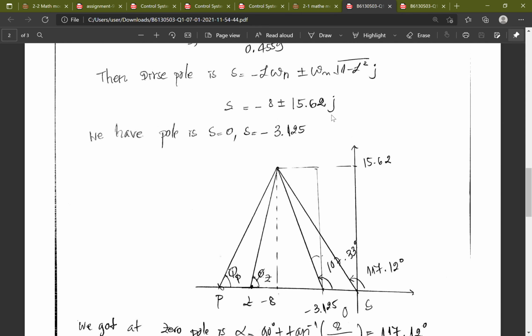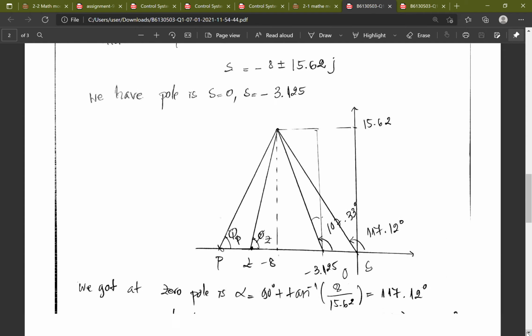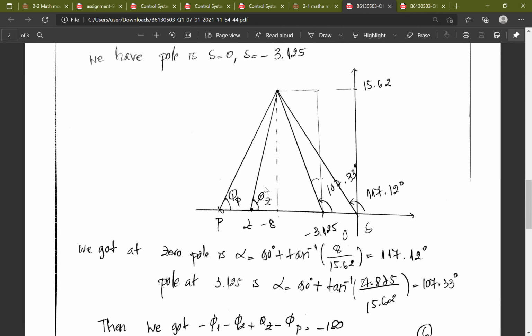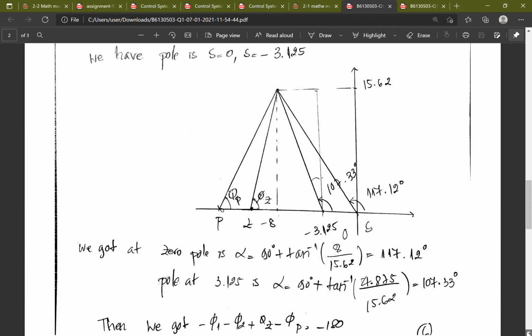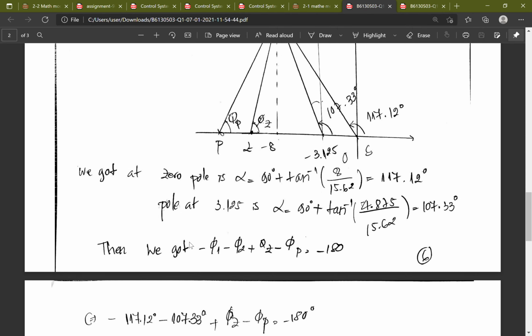Next, we need to plot all the poles of our transfer function on the graph. We have two poles, which are s equal to 0 and s equal to minus 3.125, and we plot them here. Then we need to add a zero and a pole to the graph. Assuming a pole and zero here, we can calculate the angle of each pole on the graph, and we obtain this formula and each angle.